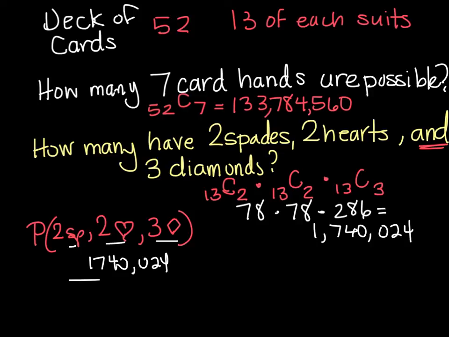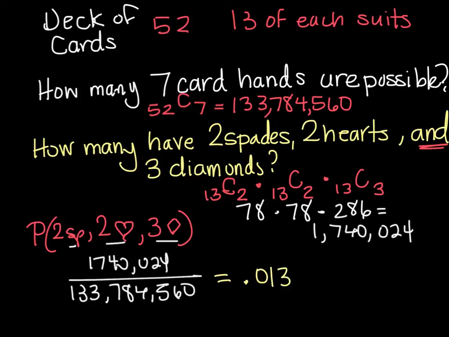1,740,024 over the total, which is that 133,784,560 7-card hands. I sure hope that simplifies. Let's find out. The calculator does not like that size of a fraction. It just gives me a decimal. My probability is 0.013. So a very small probability. That's just slightly over 1%.